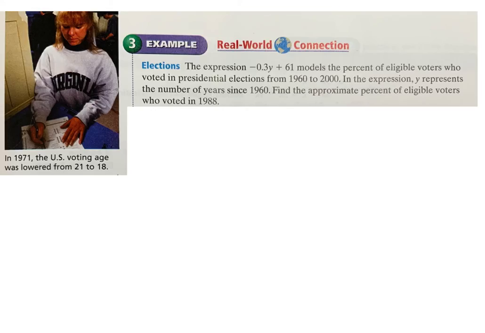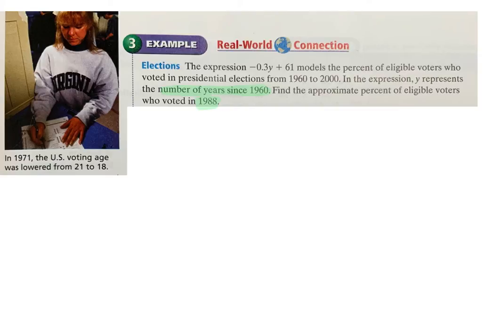The expression -0.3y plus 61 models the percent of eligible voters who voted in presidential elections from 1960 to 2000. In the expression, y represents the number of years since 1960. Find the approximate percentage of eligible voters who voted in 1988, okay? So they've told us what y represents, but they have not actually given us the literal y that we're going to fill in. What they said it represents here is the number of years since 1960.